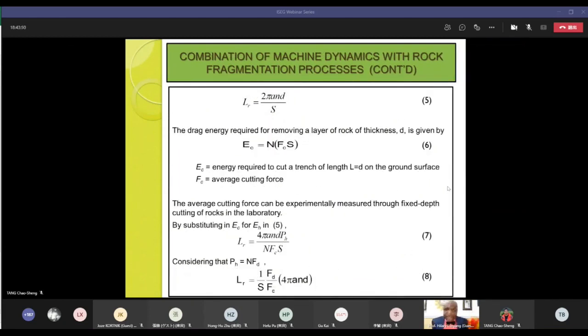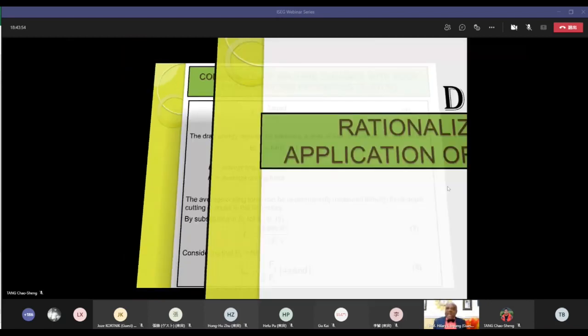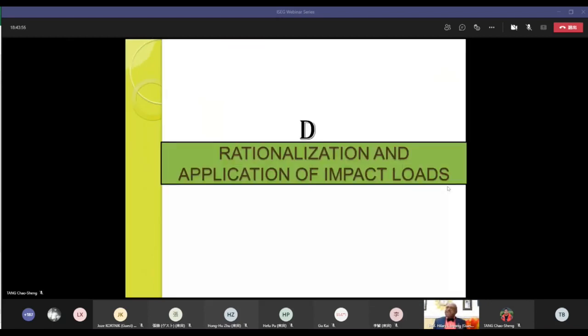Next slide, please. Okay, so in this case, you see that FC is the average cutting force. I've already shown earlier how this average cutting force works. That is, the bit will now be loaded and it carries a certain force over a certain distance, dislodges fragments from the rock surface, and in so doing, expends energy.